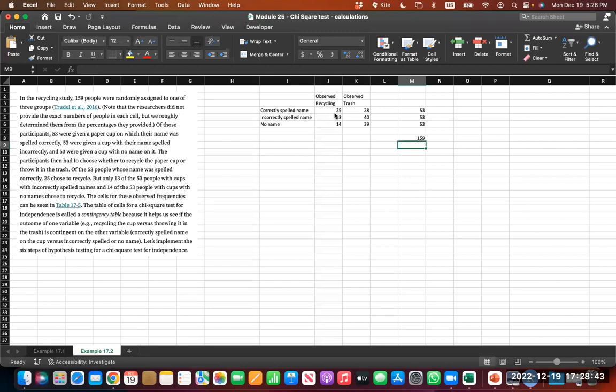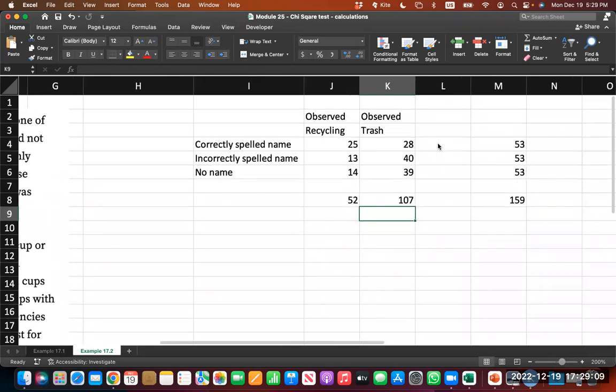In total, 159 individuals got randomized into these 3 groups. Now we also need to understand how many did throw their cup in the trash and how many did keep it. Just with the naked eye, it seems like more than double ended up in the trash. Make it bigger. Yes. Sure. So more of those cups seem to have ended up in the trash.